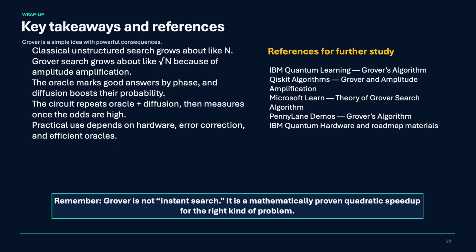So, when you remember Grover's algorithm, don't picture a computer frantically opening doors. Picture Maya standing quietly in the library of a million doors, changing the waves of probability until one door becomes far more likely than all the others. That is the power and the beauty of quantum search. Remember, Grover is not instant search. It is a mathematically proven quadratic speedup for the right kind of problem.